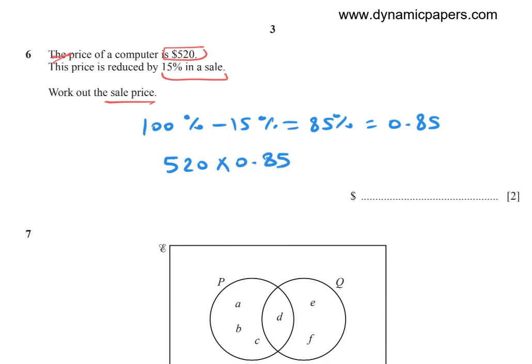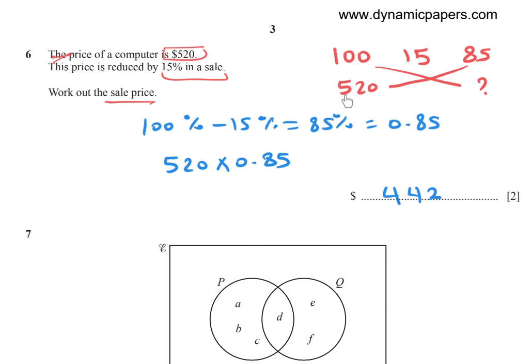So what's the answer? 442. Or you can use the cross multiply method. This means the original price is 100 and the sale decreased by 15, so now 85. Write the original price 520 below 100, and with the cross multiply you can find the new price: 520 times 85 divided by 100, to find the price after the discount.